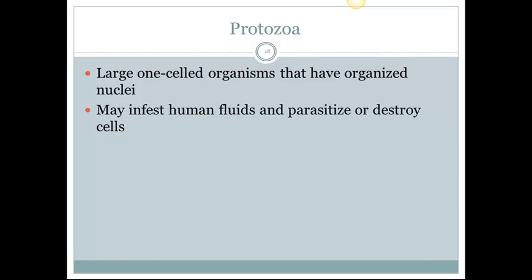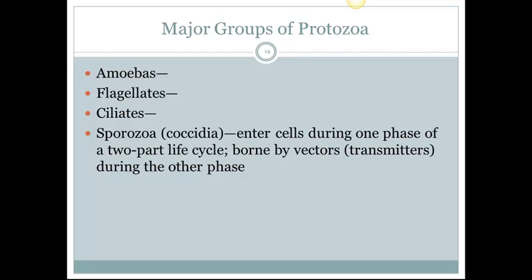Protozoa are large one-celled organisms that have an organized nucleus. They may infest human fluids and parasitize or destroy cells. Some examples are Giardia and Trichomonas. Major groups of protozoa: we have amoebas, which possess a pseudopodia, which is a false foot. Flagellates, which possess flagella, a whip-like extension in order to be mobile. Or the ciliates, which possess cilia, which are short hair-like extensions that help the organism be mobile.